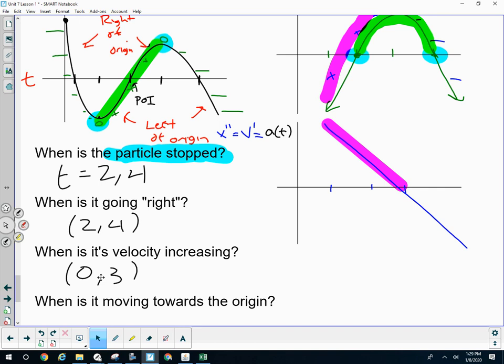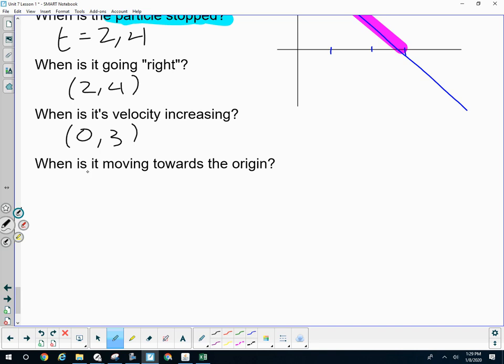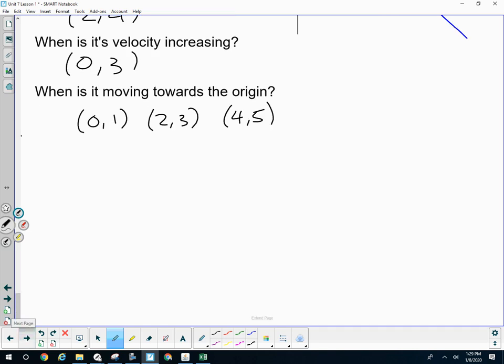Okay? When are we moving towards the origin? I mean, you could look at the graph of x, it's probably the easiest. I'm moving towards the origin, moving away, moving towards, moving away, moving towards. So 0 to 1, 2 to 3, 4 to 5. Okay?